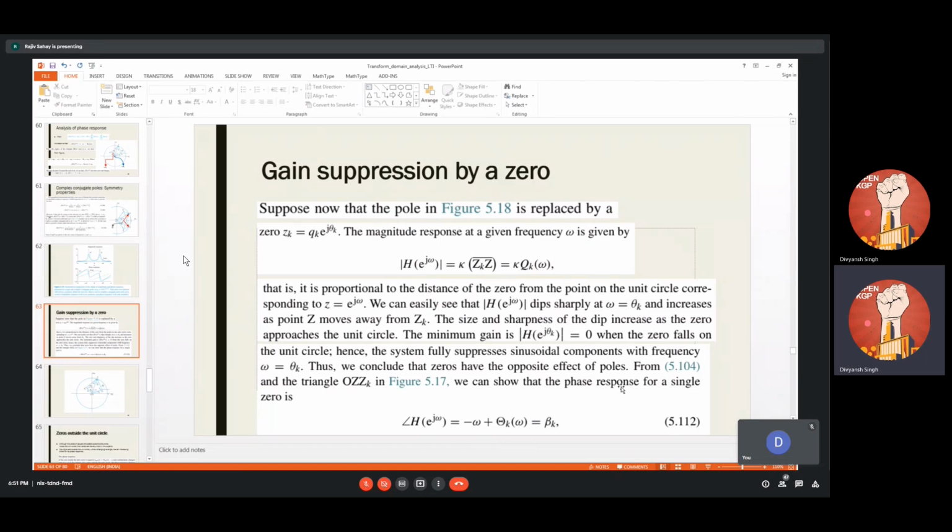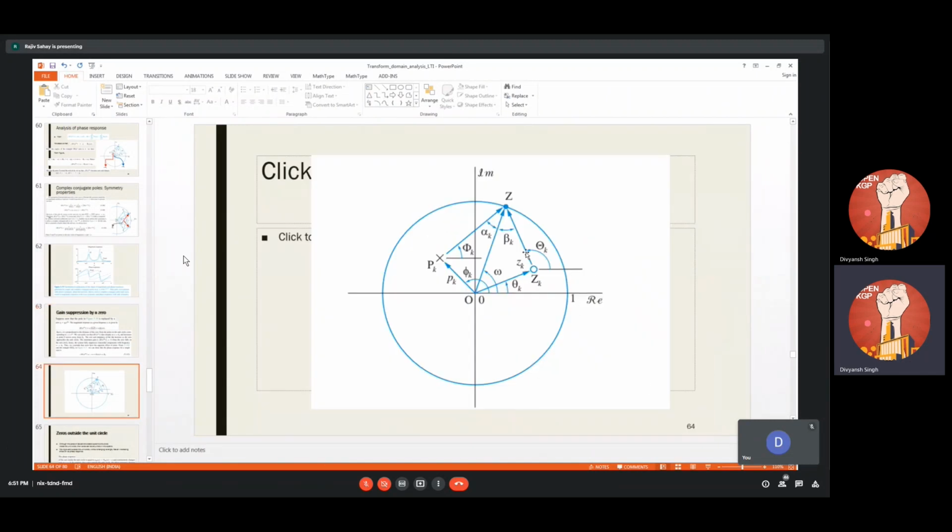So you can similarly show, as I had shown for that pole, that beta_k is equal to minus omega plus theta_k(omega). This you can calculate yourself. You can do this and prove to yourself that beta_k is equal to minus omega plus theta_k(omega) from this diagram. Theta_k(omega) is this angle. So this angle beta_k between OZ and z_k z is the phase response due to the zero.